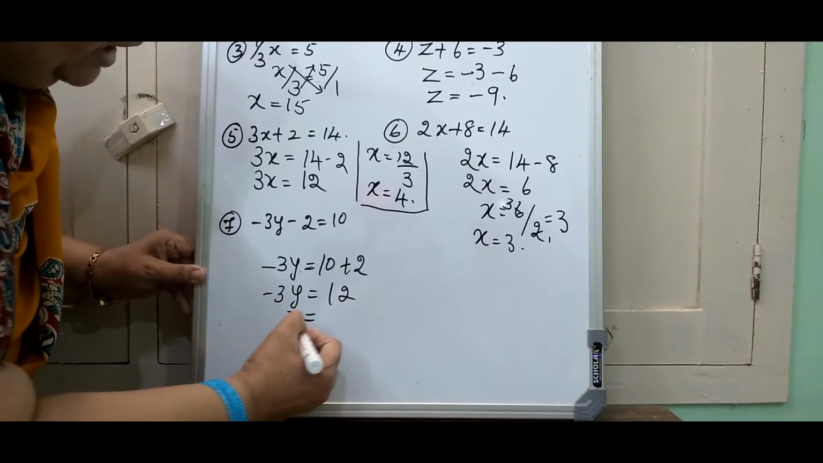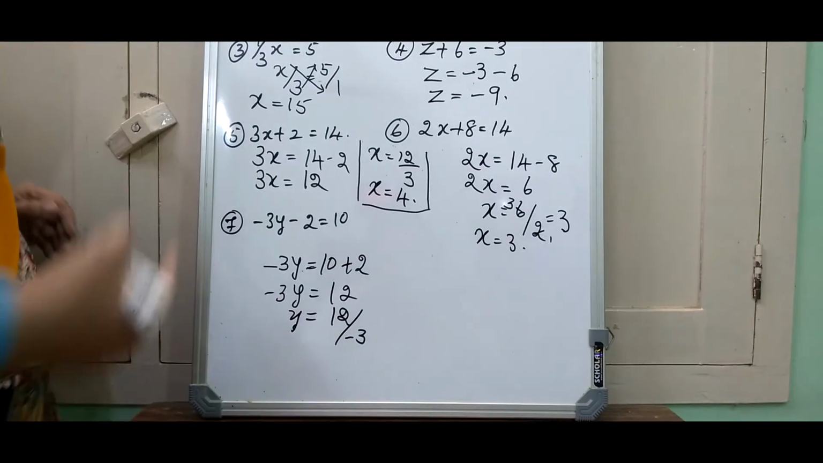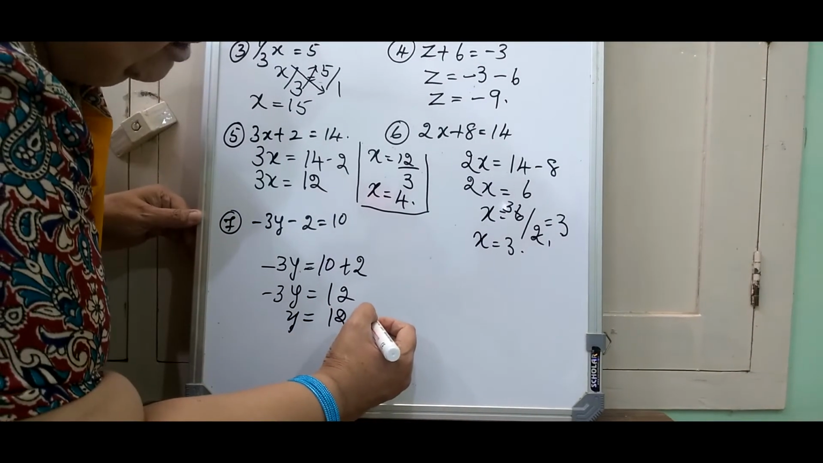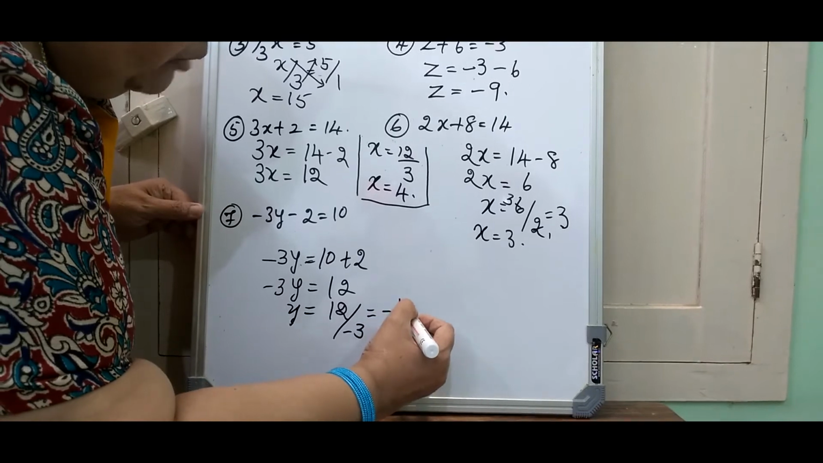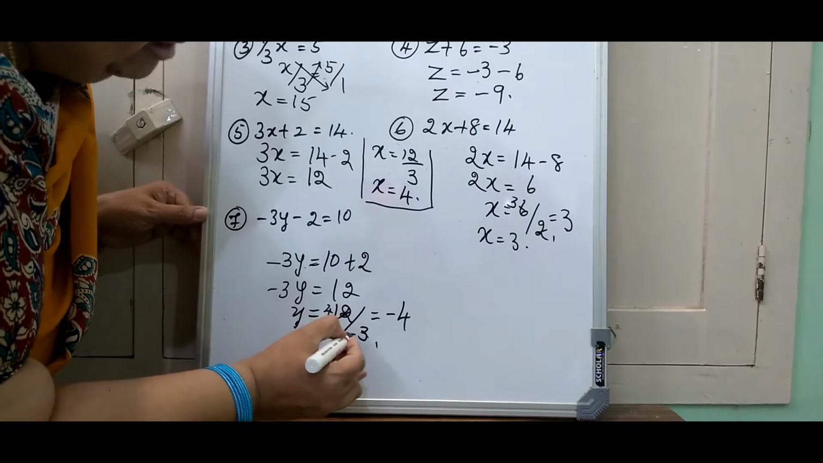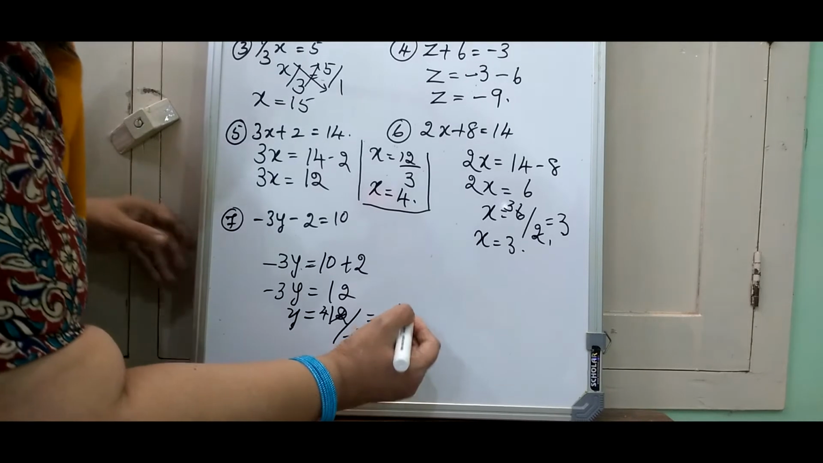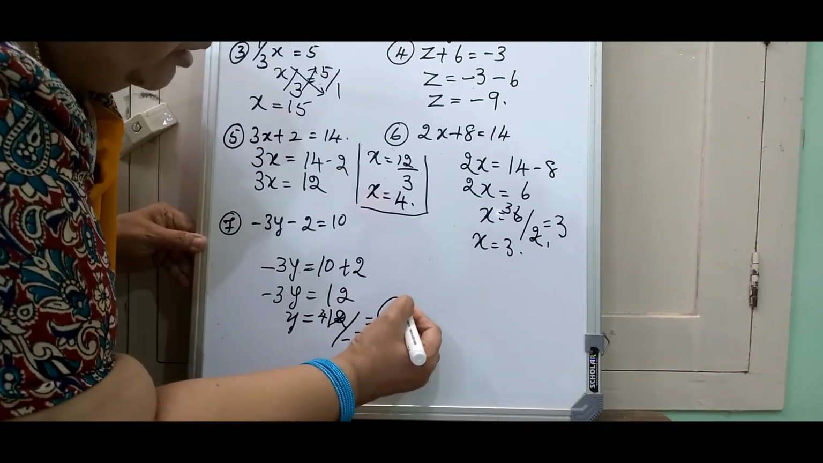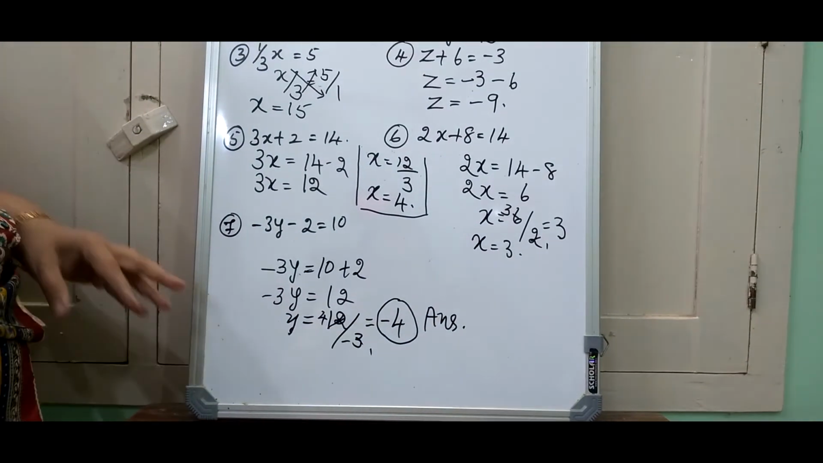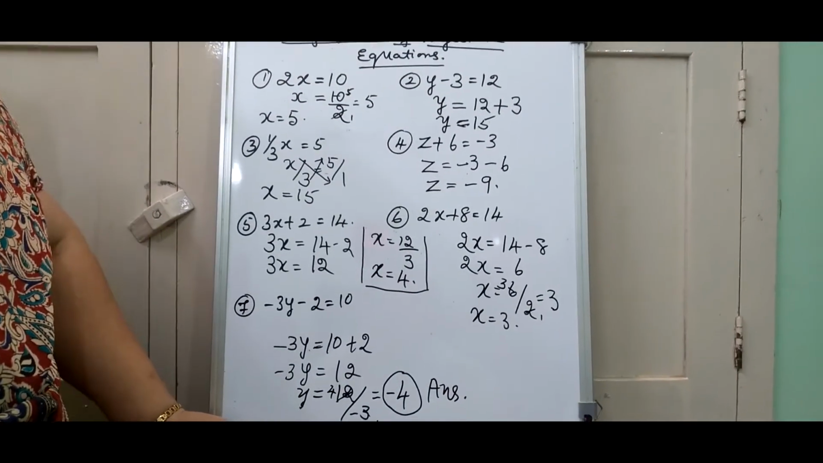Or y will be equal to 12 divided by minus 3. 12 by minus 3. Minus also will be shifted here. There is no change in that sign. So the answer will be minus 4. 3 1s are 3 and 3 4s are 12. You will cancel this. So because minus is there, plus divided by minus will be minus. So the answer will be minus 4. Minus 4 will be the answer here. So you have to be very careful about the signs also when you solve the algebraic equations.